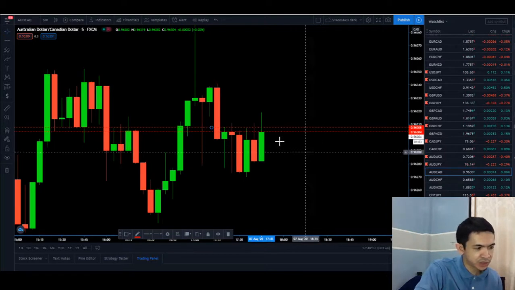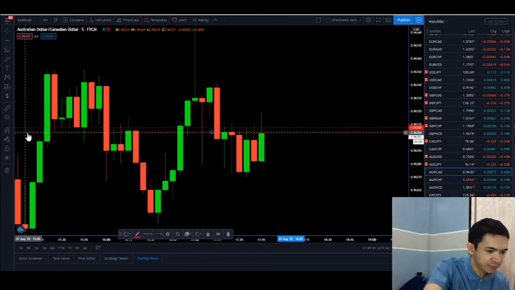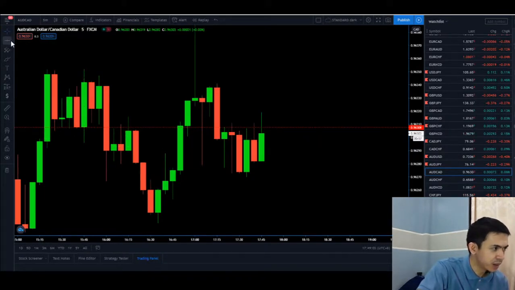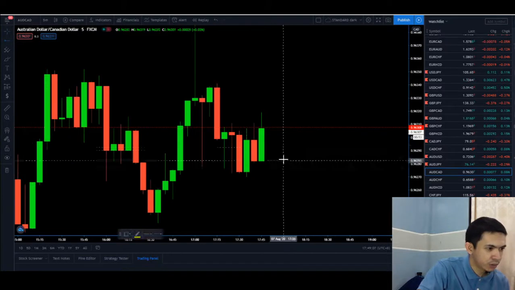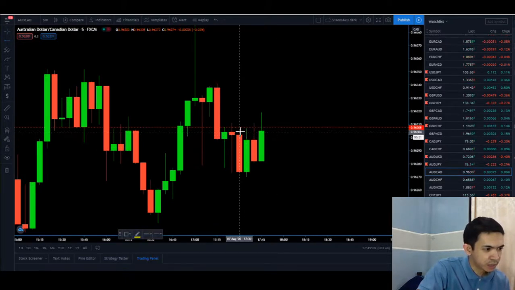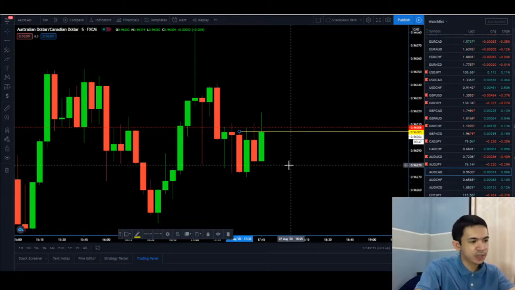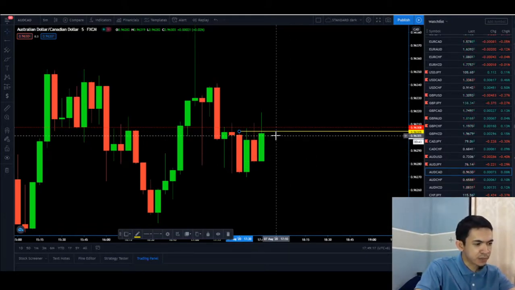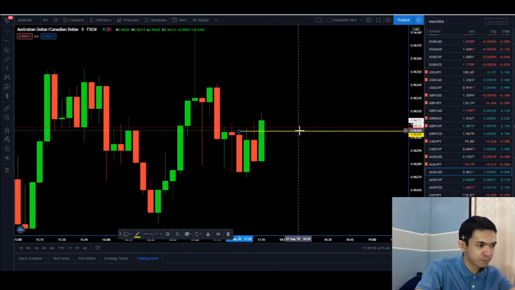So always consider the spread. This red line example is my instant execution order. However, during that time I want to enter at this price. So whenever I do an instant execution order, the price that I really want to enter is not really the price that will be reflected in my trading platform. Why? Because of the spread.